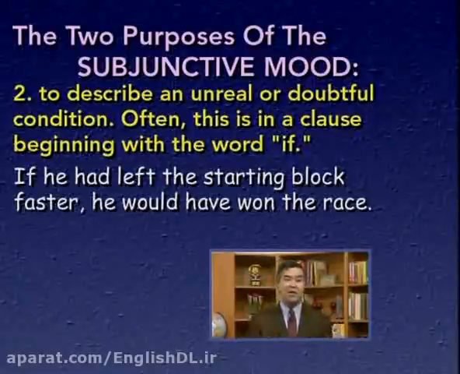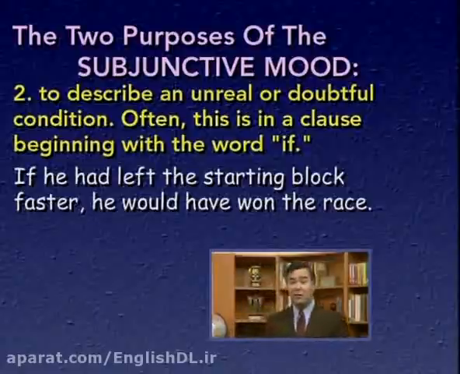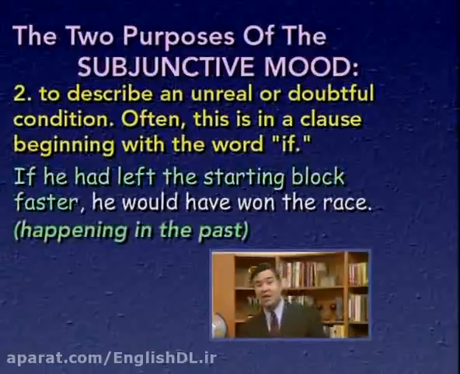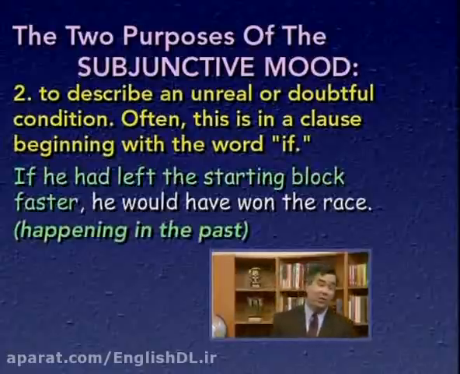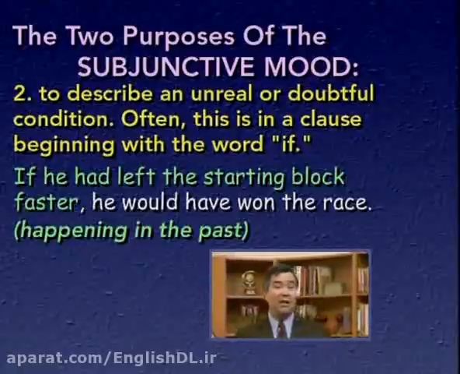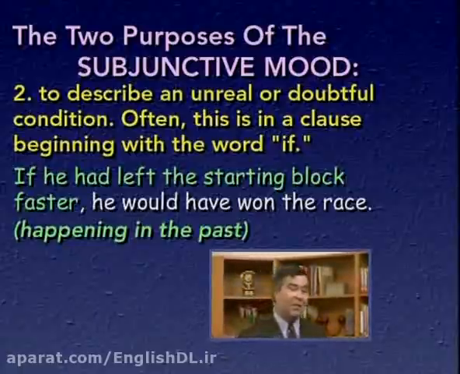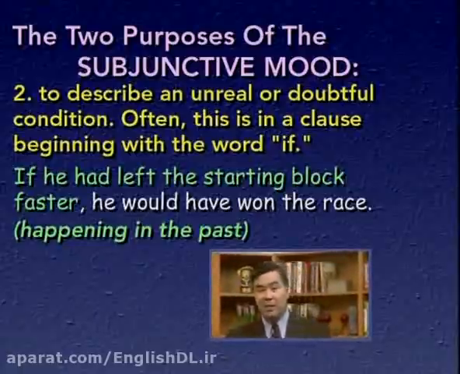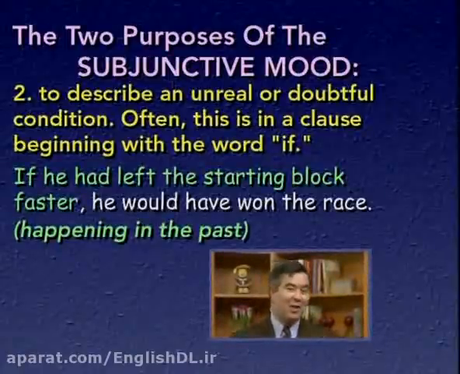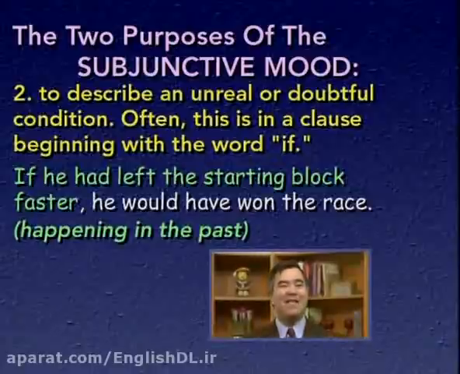We want the subjunctive mood. Once again, to determine the correct form of the subjunctive mood, we have to think about whether we're describing something happening now or in the past. Well, in this sentence, we're describing something happening in the past. The race was in the past. He lost the race. He might have won if he had left the starting block faster. So we're talking about something happening in the past. And remember, we said a moment ago that to create the subjunctive mood in the past, we want to use a verb that looks the same as the past perfect.